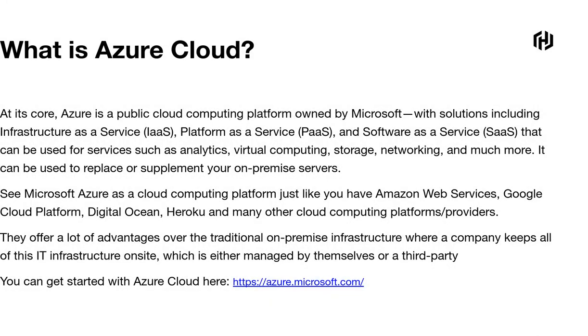So at its core, Azure Cloud is simply a public cloud computing platform owned by Microsoft. It's more like other cloud providers like Amazon Web Services, Google Cloud Computing, DigitalOcean, Heroku, and other ones. They provide infrastructure as a service, platform as a service, and software as a service. We'll be walking through Kubernetes as a service, which is a platform as a service. I'll be taking us through that today.